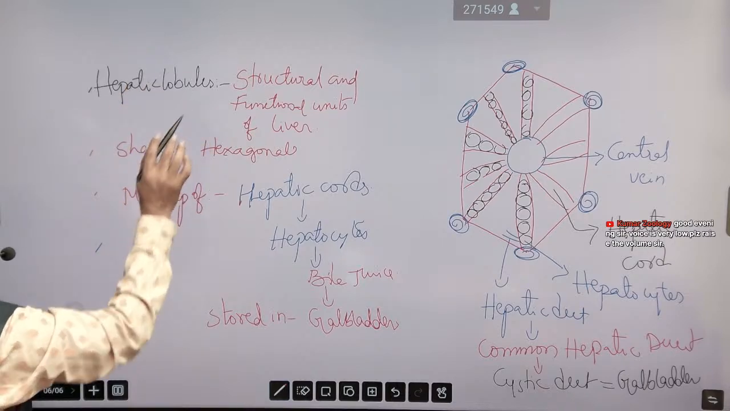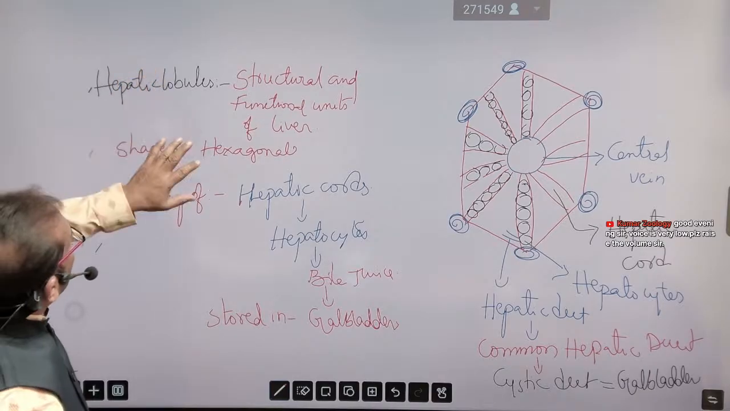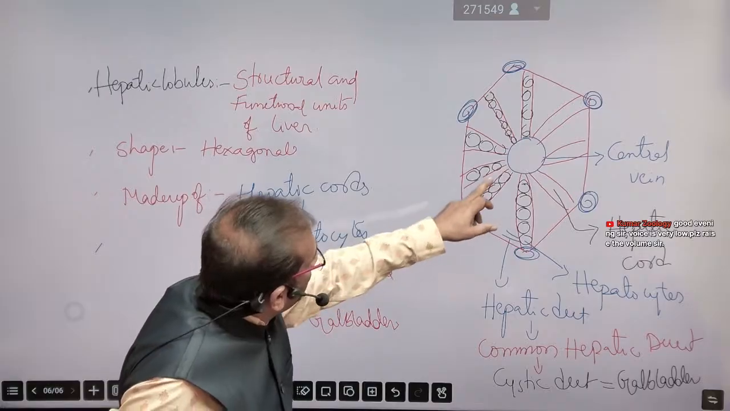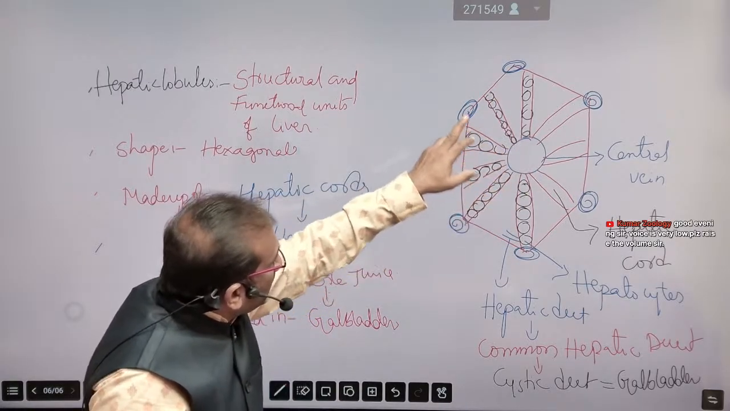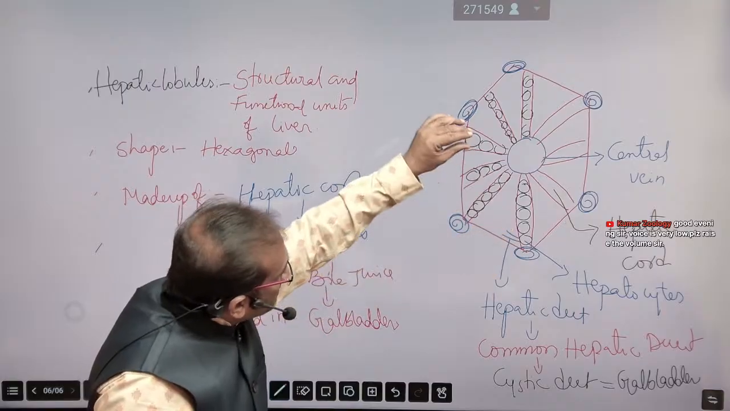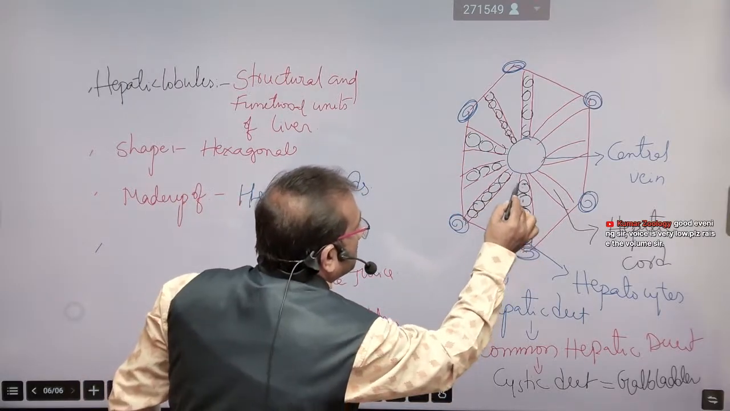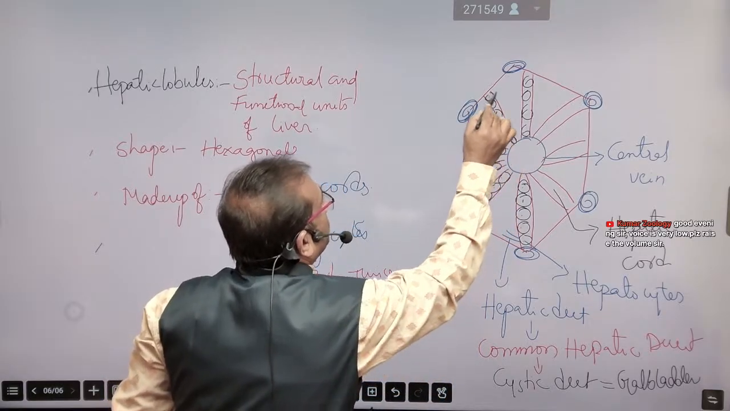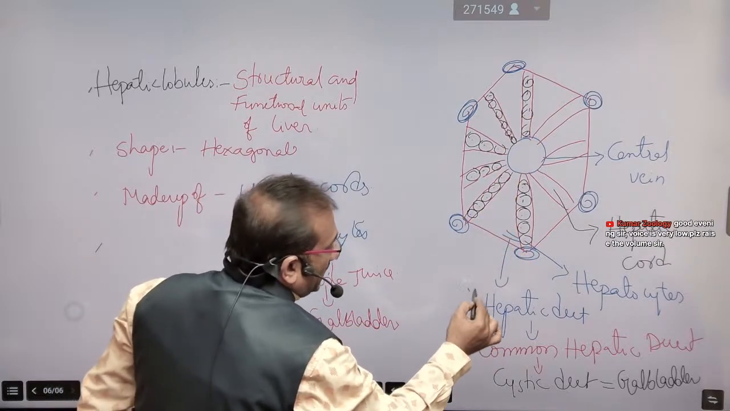So hepatic lobules are the structural and functional units of the liver. The shape is hexagonal. The hexagonal hepatic lobule is made up of hepatic cords. There are vertical strands present, and each strand is called a hepatic cord. Each strand is made up of cells, and these cells are called hepatocytes. These hepatocytes prepare the bile juice, and this bile juice is collected by the hepatic duct.